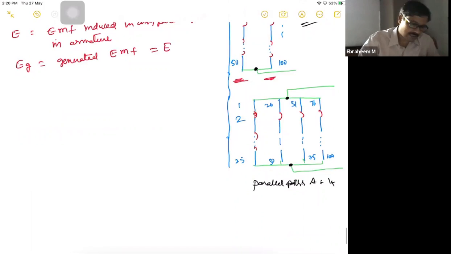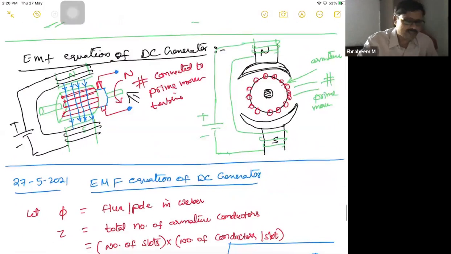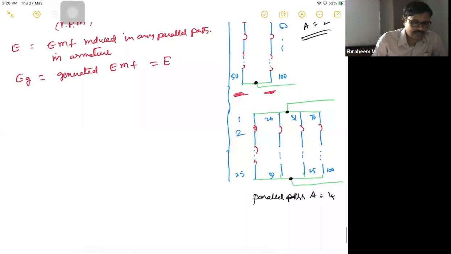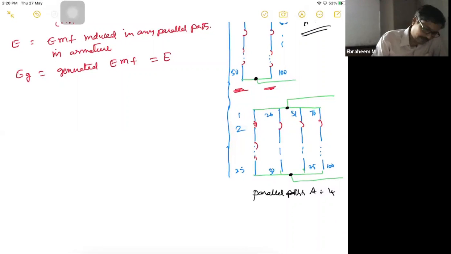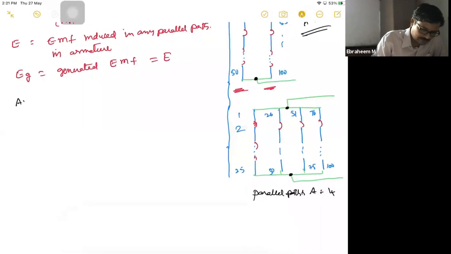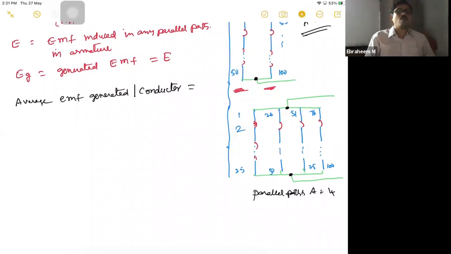Now, because this armature is being rotated in the magnetic field, first I will calculate the voltage induced in a single conductor, or the average EMF generated per conductor. So I will go into black color. The average EMF generated per conductor is equal to how much?